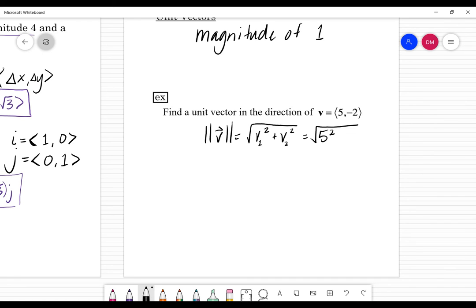So for our purposes here, that would be the square root of 5 squared plus -2 squared, which would be the square root of 29.